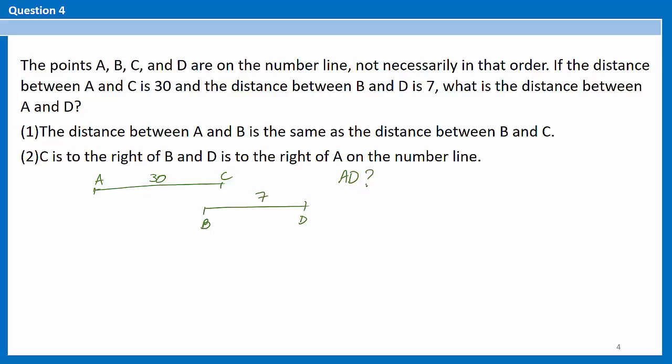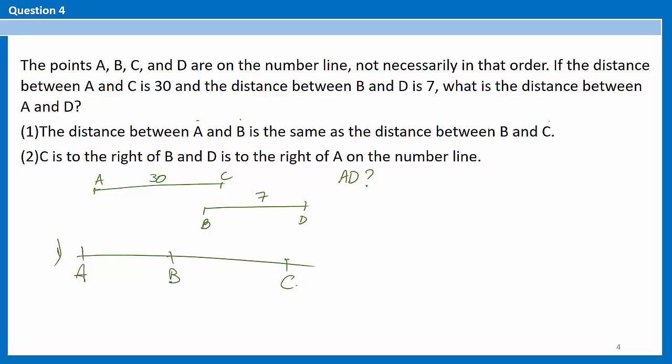Statement 1 says that the distance between A and B is the same as the distance between B and C. So if I put A, B, and C on the same line, B would be in the center, right? The distance between A and B is the same as the distance between B and C.